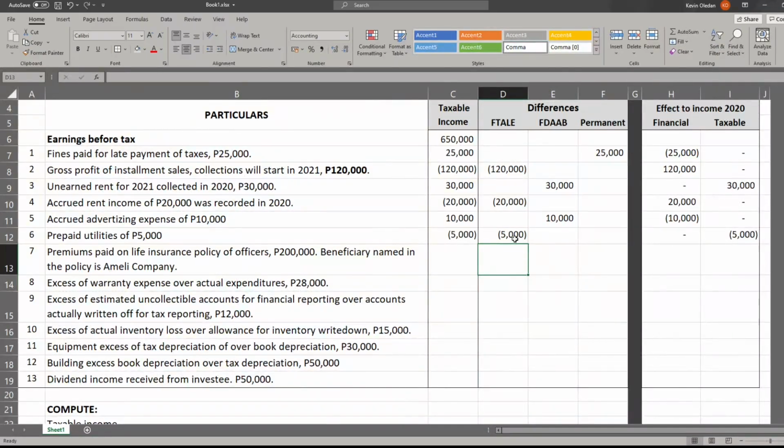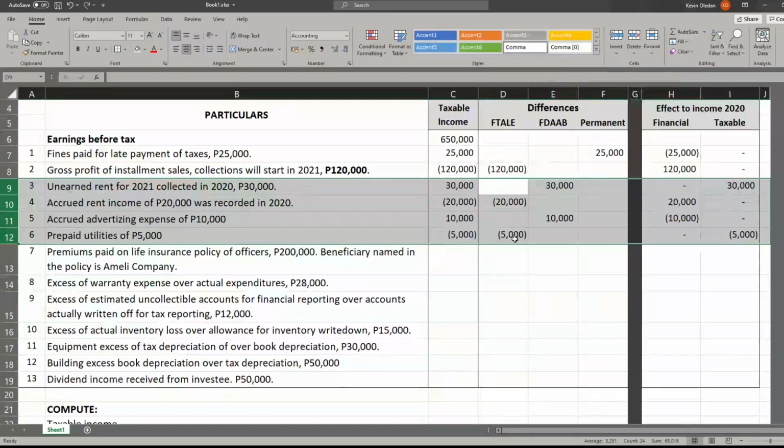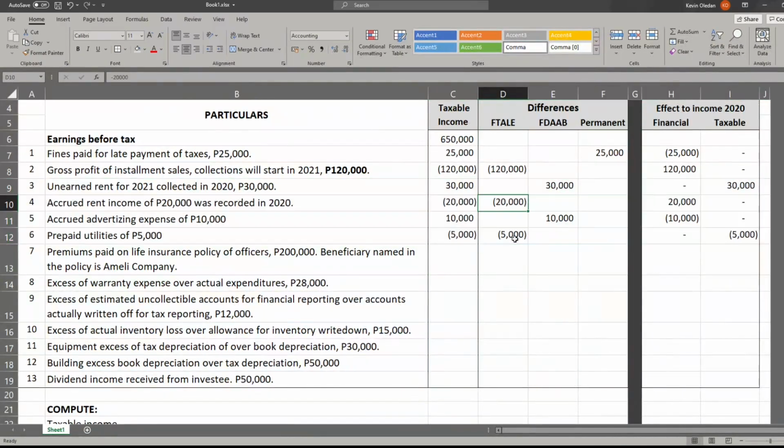So that's it for accruals and deferrals. Itong apat na to, they are accruals and deferrals. Do take note that taxation is governed mostly by cash basis, while in your financial accounting, we lean forward and we follow religiously yung accrual basis of accounting. Nagkakaroon po ng temporary difference sa accruals and deferrals.